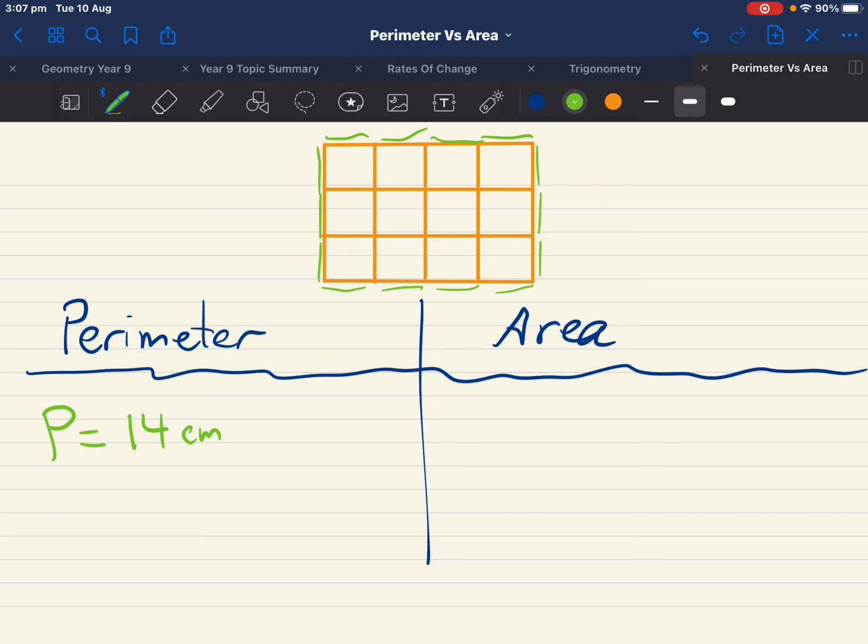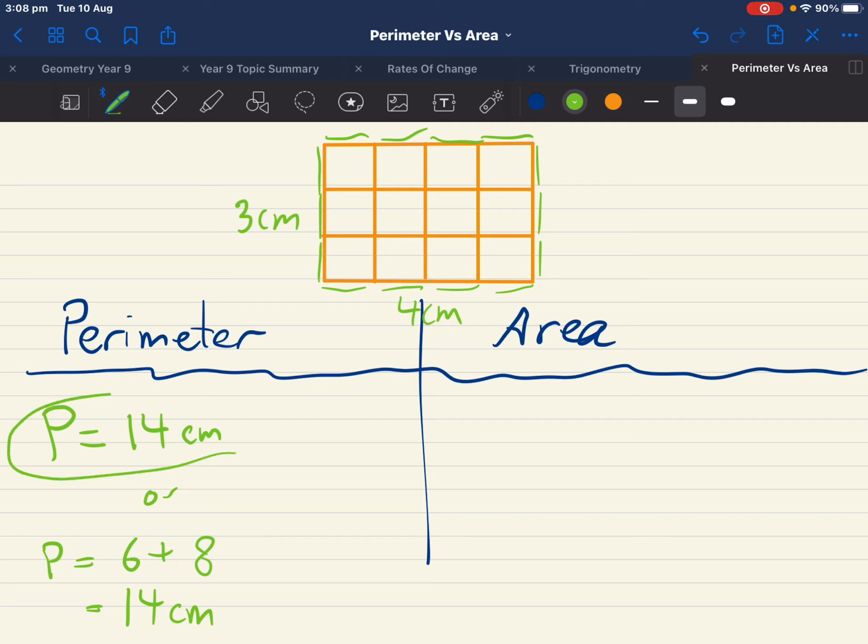Or the way most people would do it is they'd say, oh, we've got 3 centimeters here, 4 centimeters here, so we've got 2 sides of 3, which is 6, and 2 sides of 4, which is 8. When you add them up, you end up getting the 14 centimeters, right? It doesn't matter how you add up the distance around the outside. For this video, I'm just going to be counting, but you will end up with the correct answer, which is 14 centimeters, if it's done correctly.